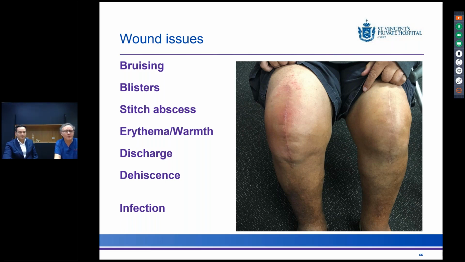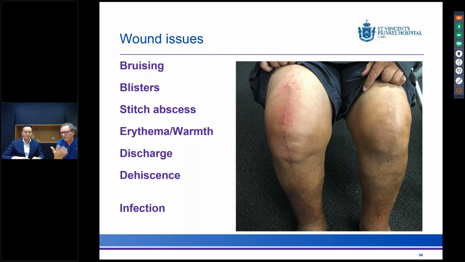Stitch abscess, quite common, I have to say, and everyone does their best for that not to occur, but you might have a little pustule. It may just have a little volcanic granulomatous reaction as the epidermis tries to envelop the stitch to then degrade it. Erythema and warmth. You can see here on this person's right knee, there's some erythema around the wound, but that doesn't worry me at all at the moment.